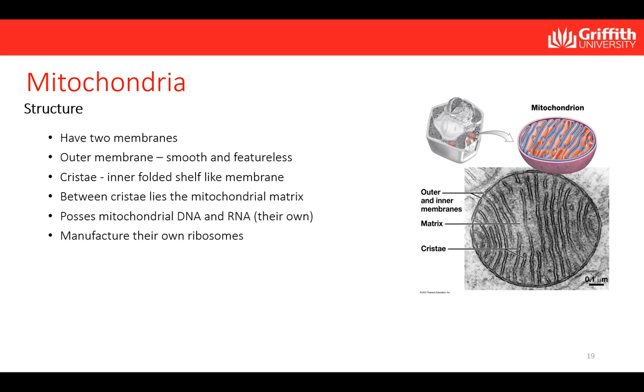The mitochondria is one of the most essential organelles within a cell. A mitochondria is enclosed by two membranes. The outer membrane is a smooth and featureless membrane, whilst the inner membrane is folded inwards, forming a shelf-like structure called the cristae. The cristae protrudes into a gel-like substance called the mitochondrial matrix. One of the most interesting features of a mitochondria is that they have their own DNA and RNA, and are also capable of manufacturing their own ribosome.